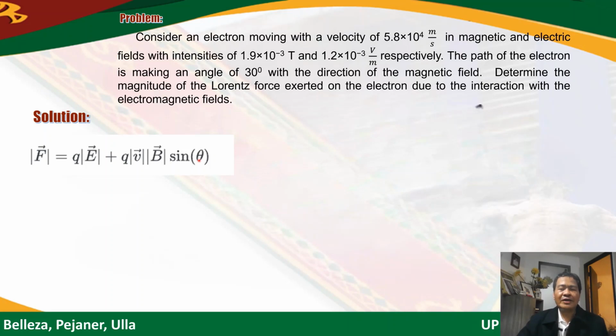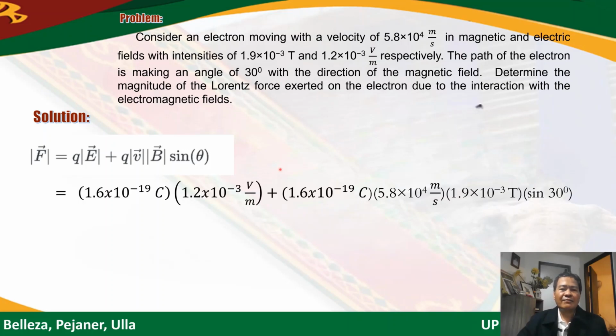By plugging in the values as given earlier, we can have our substitution. And this is presented here. And we will end up with a final answer, which is 8.8 times 10 to the negative 18 coulomb, which is now the Lorentz force exerted on the electron due to the interaction with the electromagnetic fields.